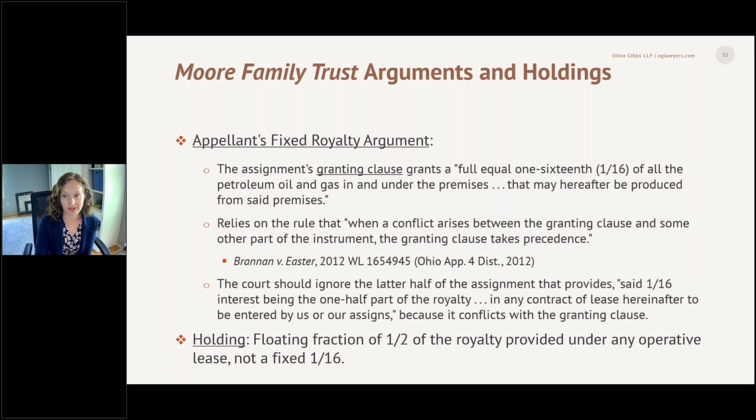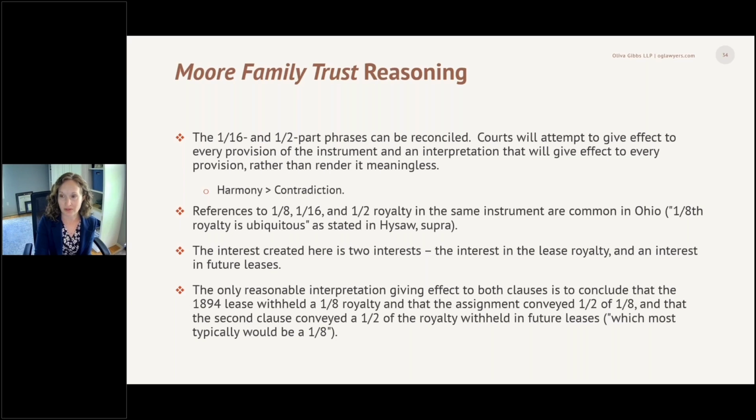They applied standard contract interpretation rules to make sense and give meaning to all of the language. Remember, the court prefers interpretations that harmonize rather than create conflict. So the Seventh District in Moore said the court recognized that references to 1/8 and 1/16 and 1/2 in the same deed is common in Ohio, and even cited to the Texas case Highsaw v. Dawkins, that the 1/8 royalty is ubiquitous in old leases and conveyances. And looking at the language used in the deed, the court said that it has two parts: an interest in the royalty from an existing lease, which is clearly identified, and an interest in royalties from future leases, which is also referenced. So the court held that the only reasonable interpretation is that the deed conveyed a floating 1/2 NPRI.